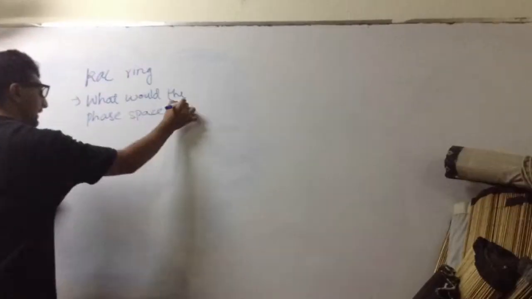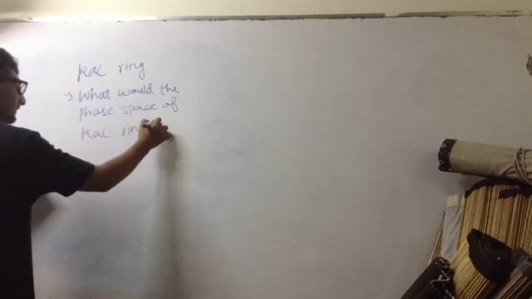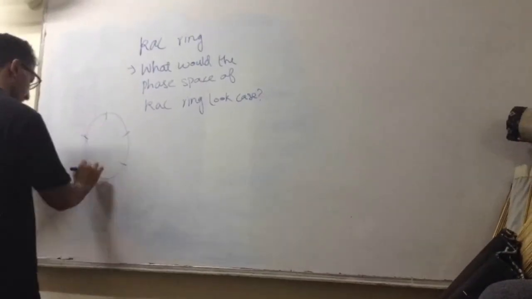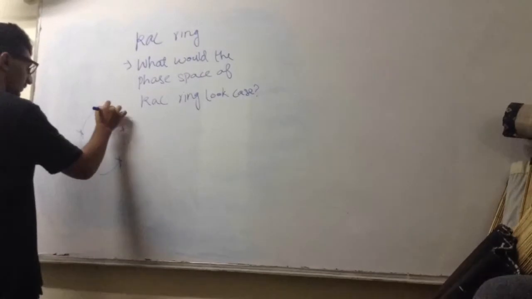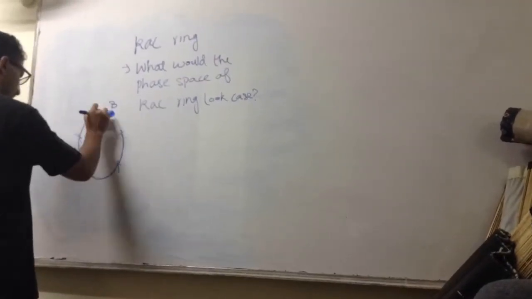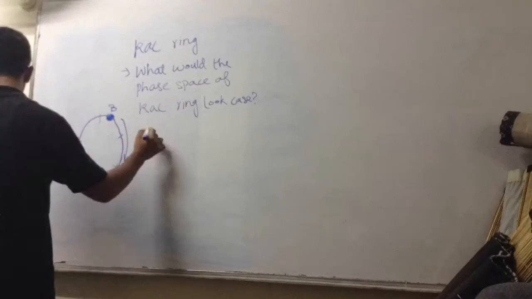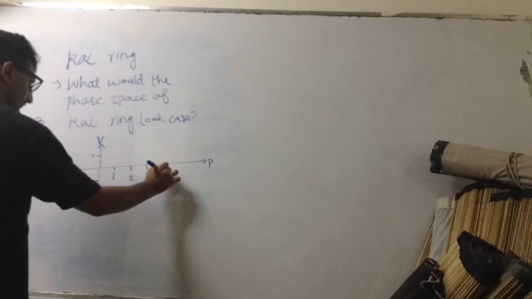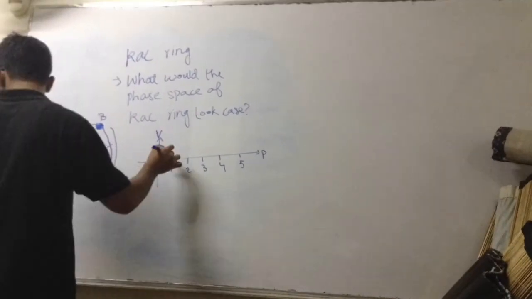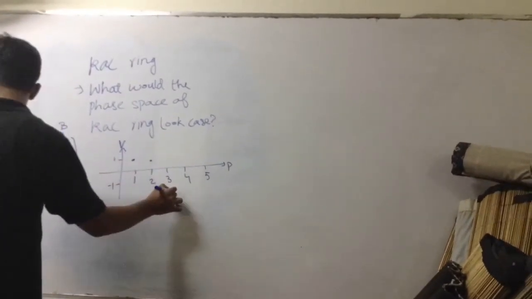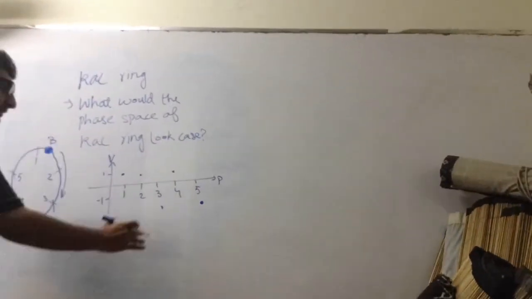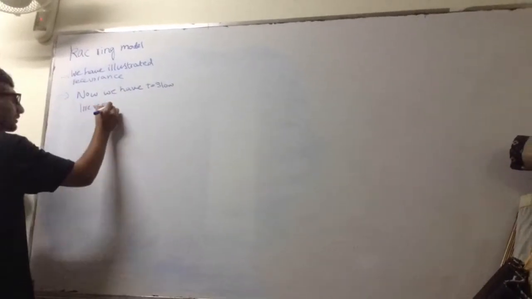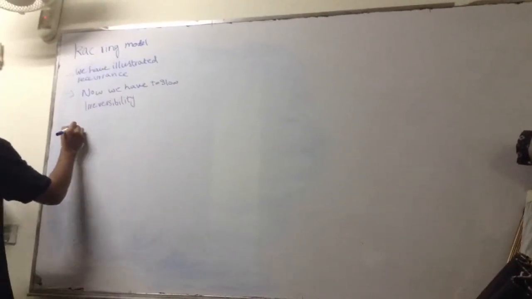Moving on to the Kac ring. What would be the phase space of the Kac ring? So I have drawn a ring on which I have marked some points, after which the color of the ball changes from black, and the ball will rotate clockwise. So I have drawn a graph, v on the y-axis and p on the x-axis, and 1 represents a black ball and -1 represents a white ball. And when we plot the graph, it is recurring. So we have illustrated recurrence.